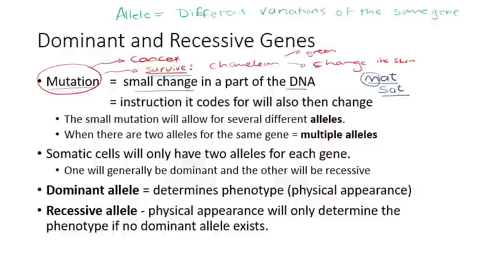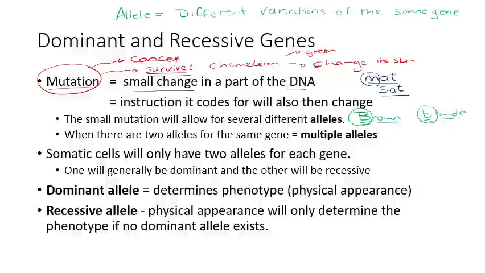Now, let's look at it. We have hair color. We code for dark brown hair as a big B, right? So let's call that brown. But we could also have blonde hair, and we can code for that as a smaller b, okay? These are your alleles. This is what dictates what you're going to have. It's your genotype that dictates your phenotype.